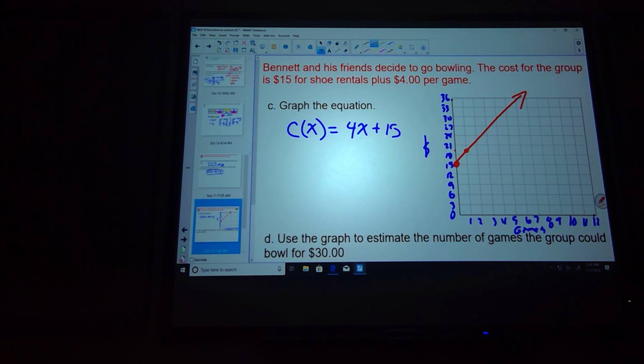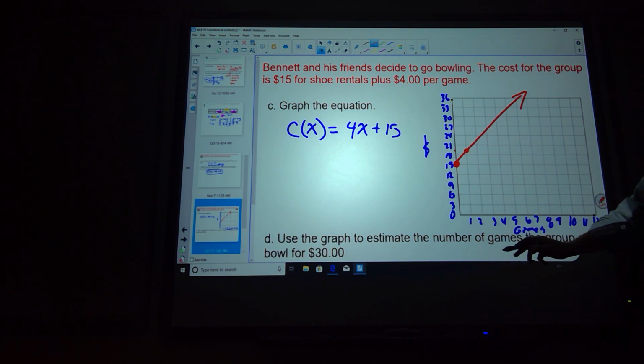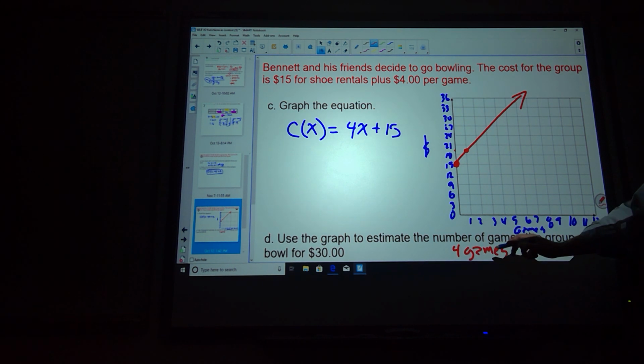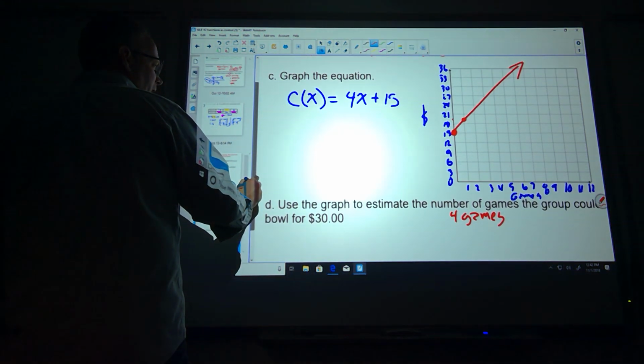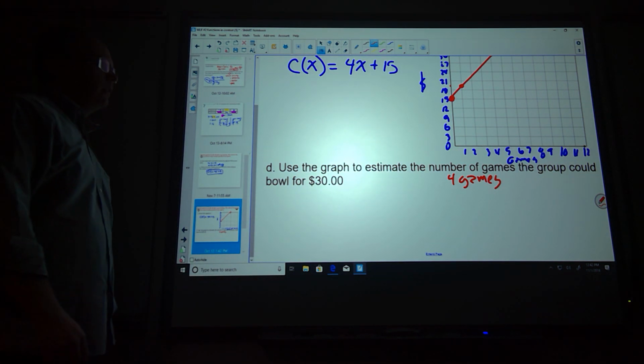That's the equation. Use the graph to estimate the number of games the group could bowl for $30. 30 is here. What do you think? 4 games? Love it. Okay, real life? Sure. Kind of goofy? Absolutely.